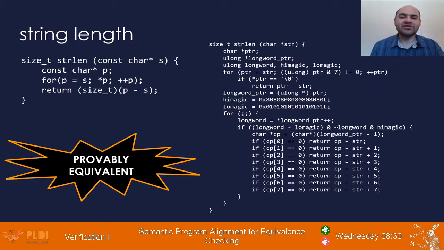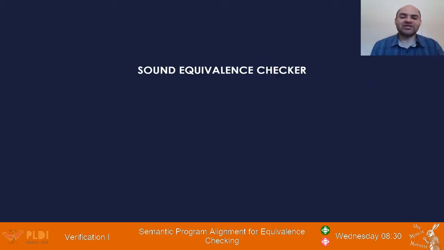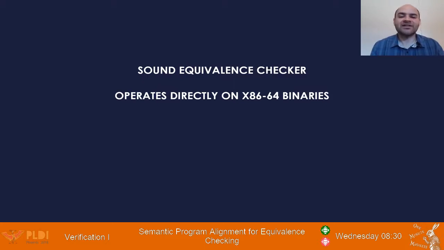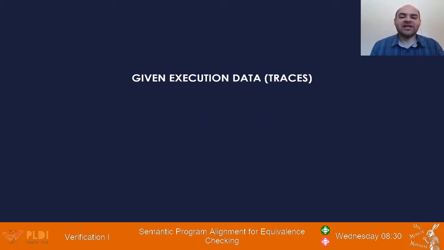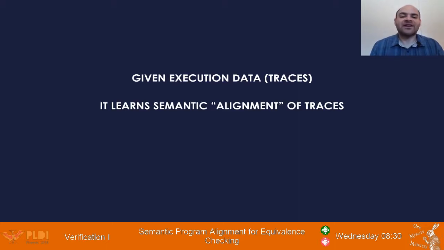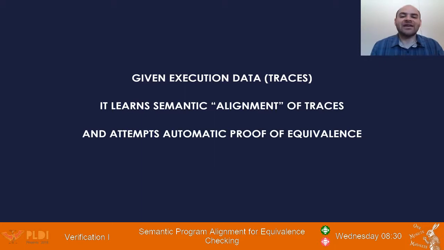We introduce a sound equivalence checker that operates directly on x86-64 binaries. It doesn't care what compiler you use, and it handles complex control flow transformations. We give it execution data in the form of traces. It finds a semantic way to align the traces of the two functions and attempts an automatic proof of equivalence.